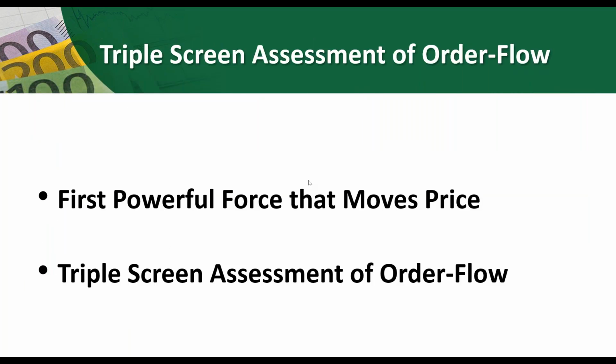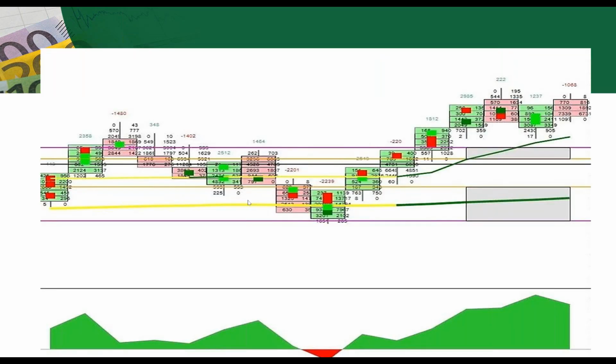So triple screen assessment of order flow is the first powerful force that moves price. Right? When I say order flow, most people think of these types of candles. When somebody mentions order flow candles, this is exactly what pops into my head: candles with numbers on the left, on the right, outside on the right, on the bottom, on the top, inside out, upside down, and sideways. It is virtually impossible to make sense of this and make trading decisions on the fly trading this.